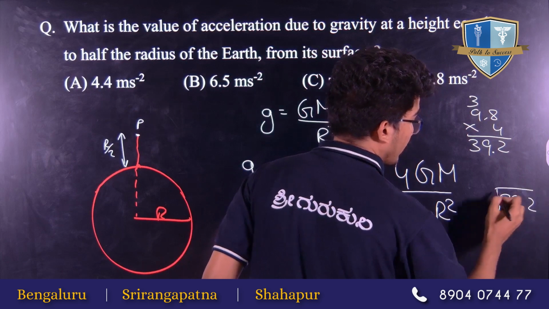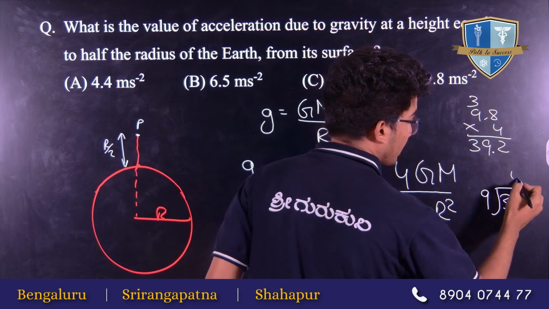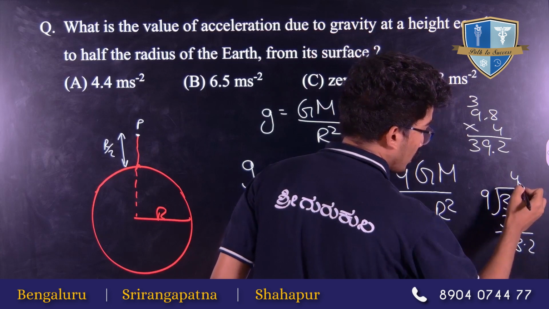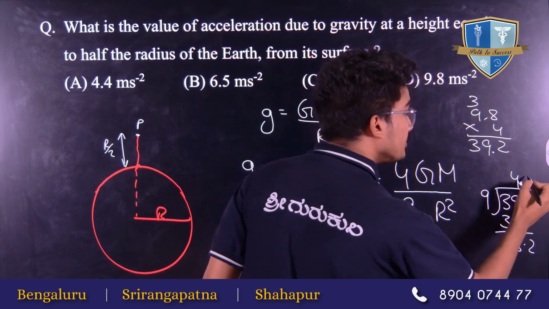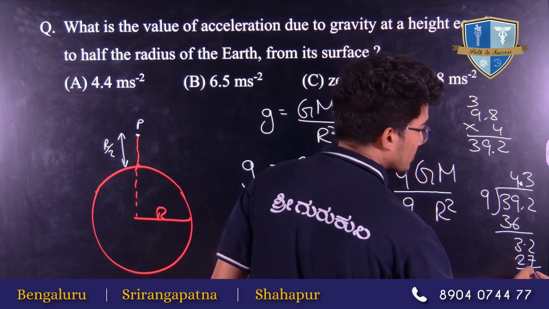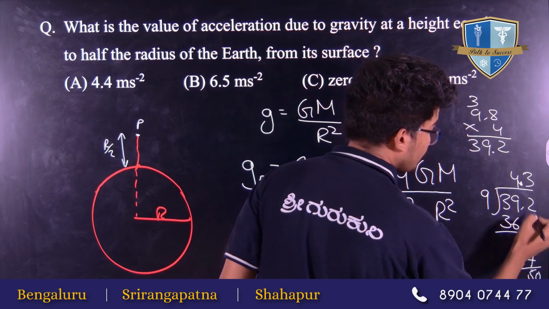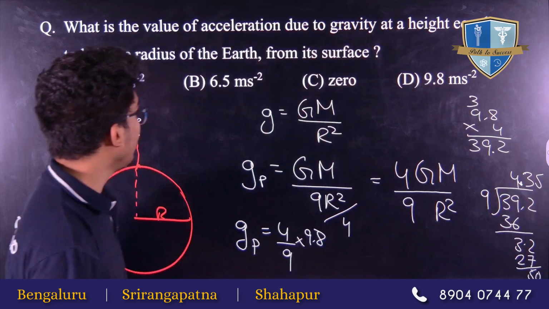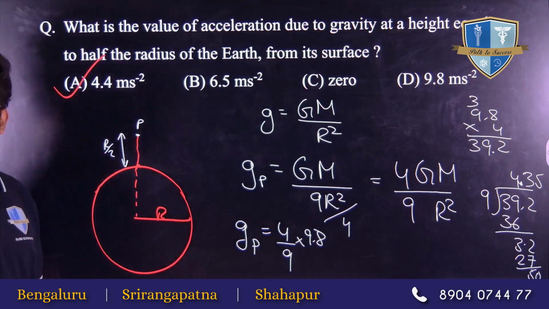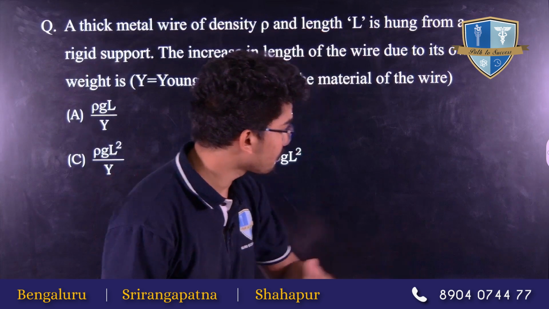39.2 divided by 9. 9 4s are 36, remainder 3.2, a decimal point here. 9 3s are 27, the difference is 5 and 0. So it is 4.35 something. Any value close to 4.35, so option A is the correct option. Now let's see another question.